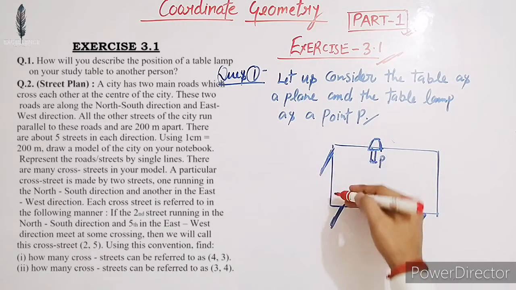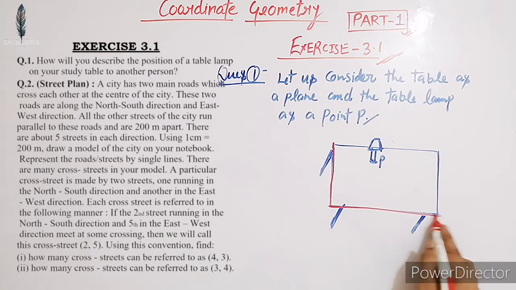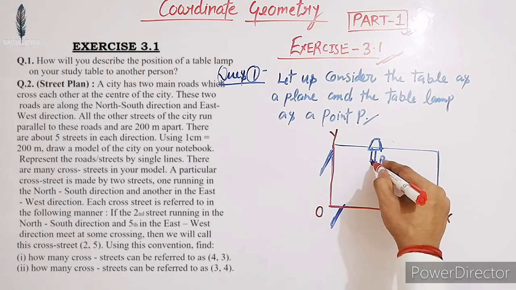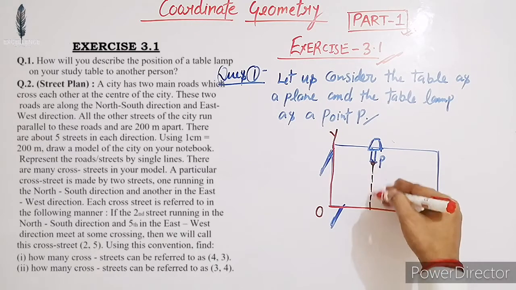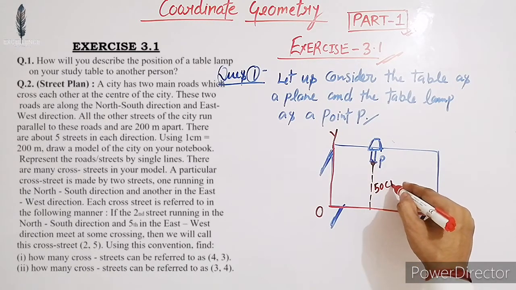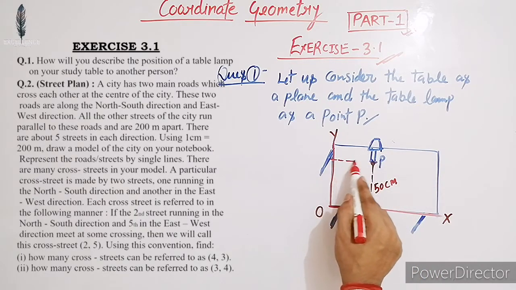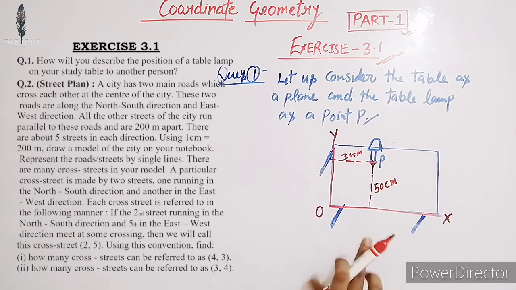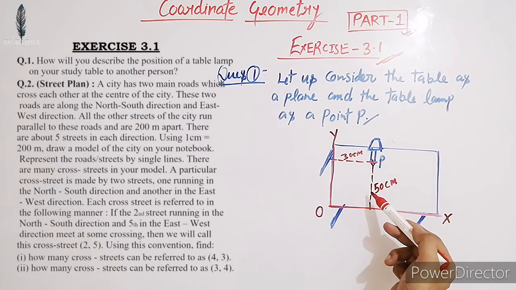Students, let these two edges OX and OY be the axes of this plane. Let us measure the distance of the lamp, that is point P, from the longer edge OX. Let it be 50 centimeter. Again, measure the distance of the lamp P from the shorter edge OY. Let it be 30 centimeter. Students, so the coordinates of this point P are (30, 50).